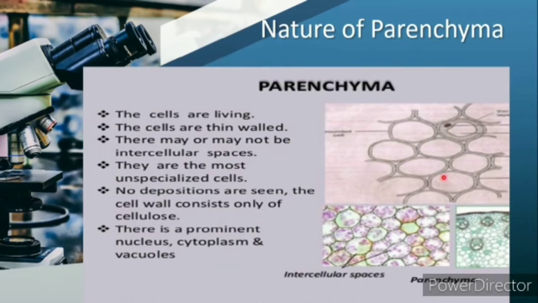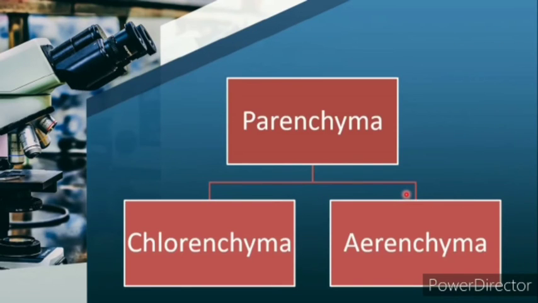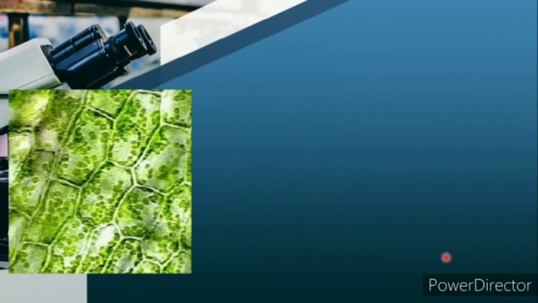And also there are no depositions seen on the cell wall. That's the reason the cell walls are thin. It has a nucleus, a vacuole and cytoplasm in it. So this is about the Parenchyma. Now students, this Parenchyma is further divided into two: one is the Chlorenchyma and the other is Aerenchyma.